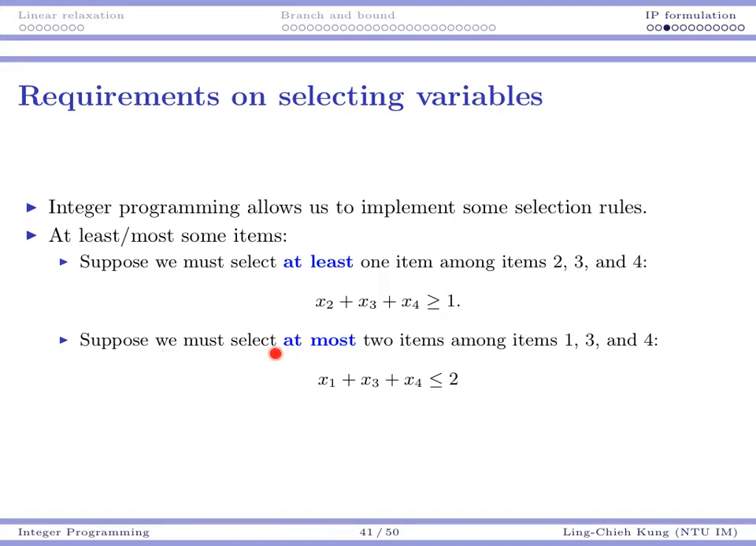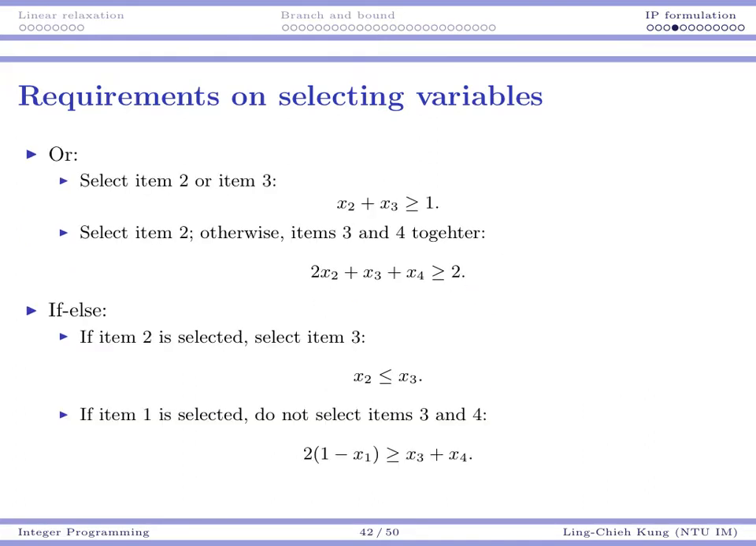Sometimes you can select at most a few items, like here. Once you add this constraint, you can select at most 2 items among items 1, 3, and 4. So this is a way. These are something you can do when you are required to do this or not do this, when you are restricted on selecting your variables. One general technique.